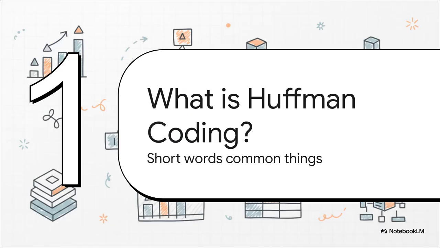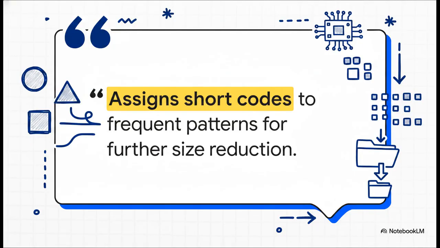Part 2. What is Huffman coding? Short words for common things. To pull off this perfect zero-loss compression, we use specific algorithms. And one of the absolute MVPs here is Huffman coding. The whole philosophy of Huffman coding is basically captured in this brilliant quote. It assigns short codes to frequent patterns for further size reduction.